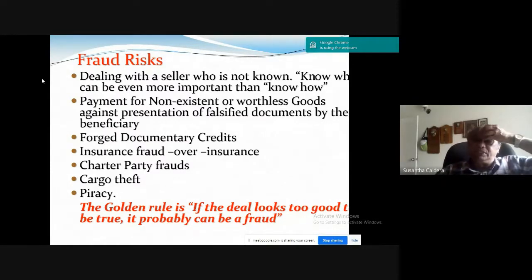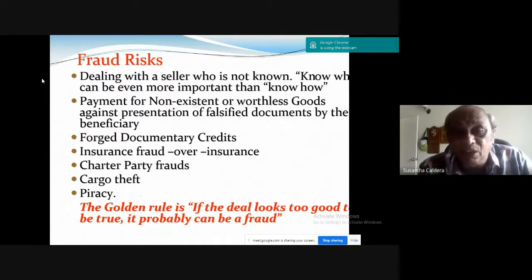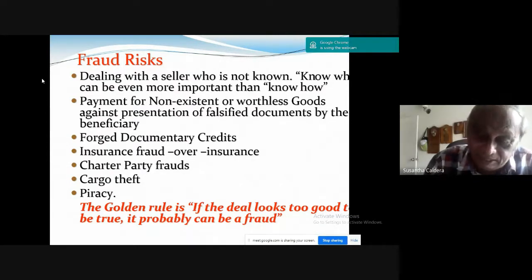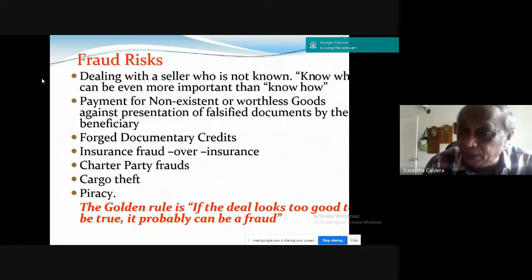Charter party frauds. I will discuss these charter party frauds when we are discussing the bill of lading under charter parties. Right? Cargo theft. I mentioned to you. Piracy. I mentioned that too, Somalian pirates. The golden rule is if the deal looks too good to be true, it probably can be a fraud.